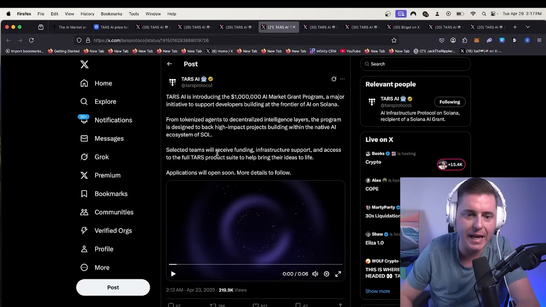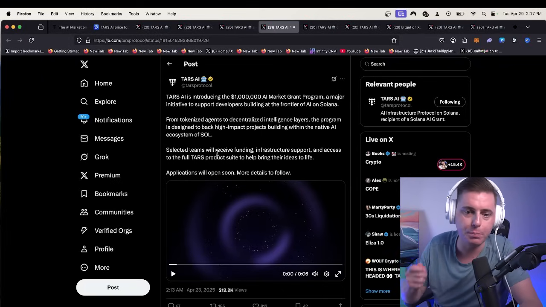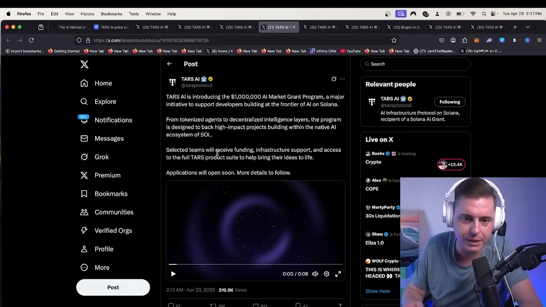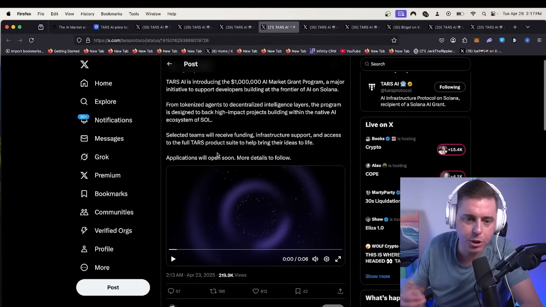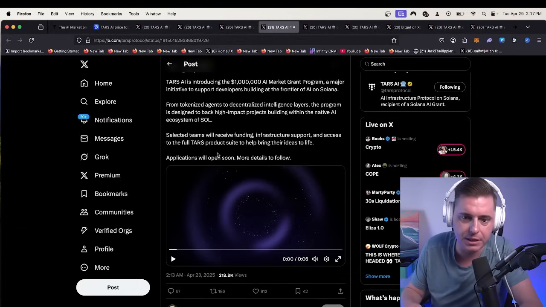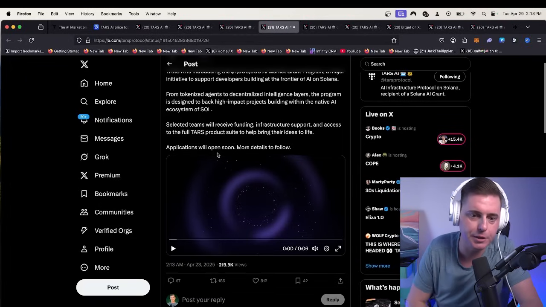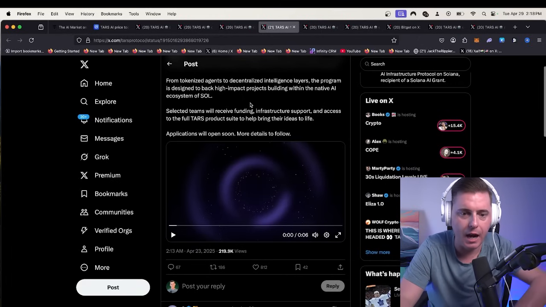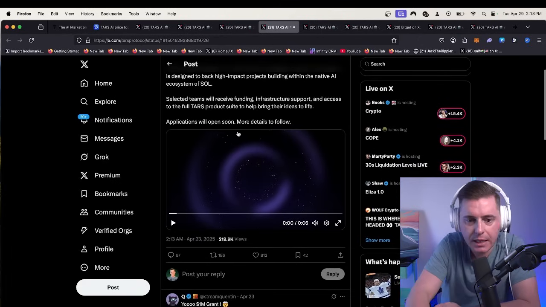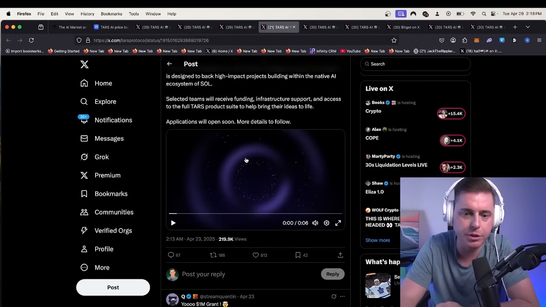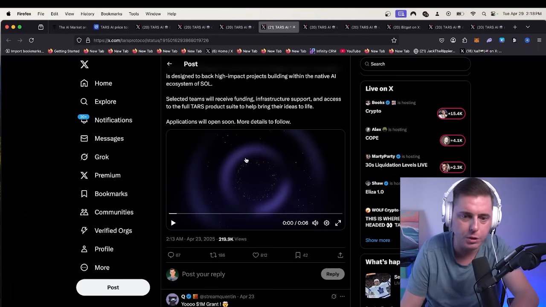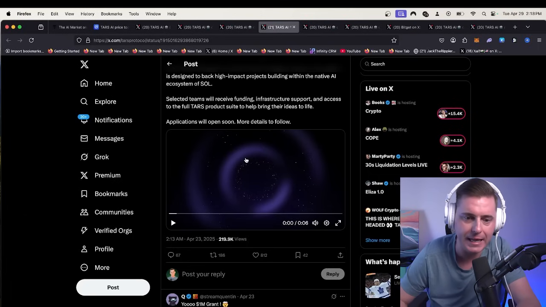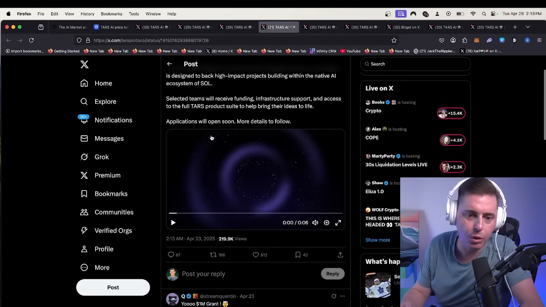Also here, TARS AI introduced the $1 million AI Market Grant Program, a major initiative to support developers building at the frontier of AI on Solana. From tokenized agents to decentralized intelligence layers, the program is designed to back high-impact projects building with the native AI ecosystem on Solana. Selected teams will receive funding, infrastructure support, and access to the full TARS product suite to help bring their ideas to life. Applications will open soon.